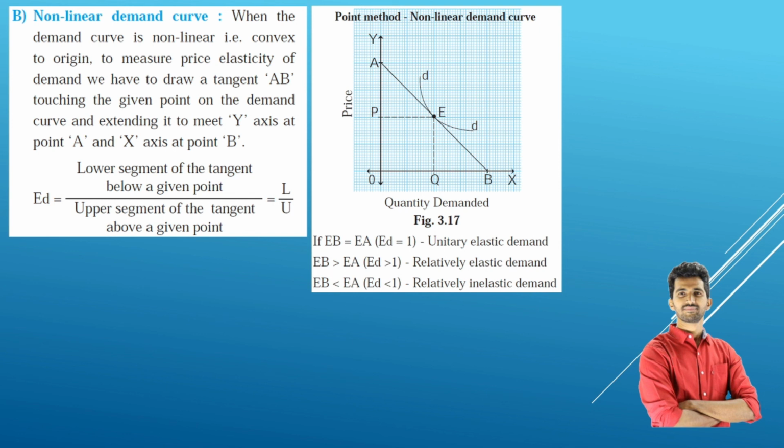Once again, the formula remains the same: lower segment of the tangent below a given point divided by upper segment of the tangent above a given point. So the tangent is the only thing which makes the difference. So hopefully this video is helpful and here you understand all the three types of measuring elasticity of demand.